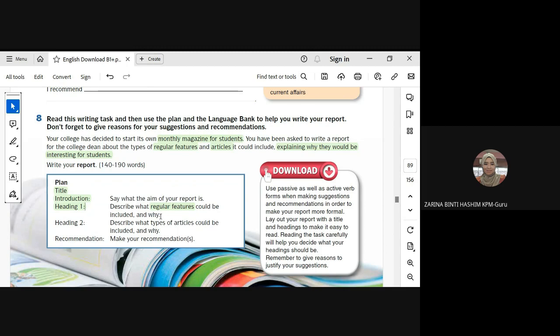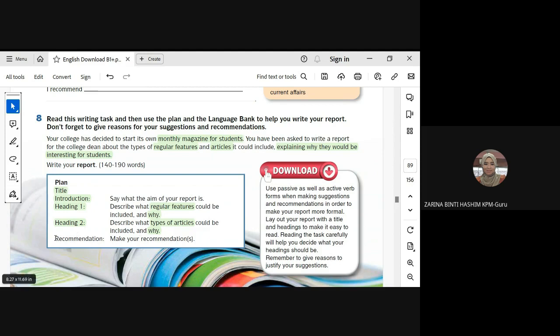Okay, and then heading number 2, this will be in paragraph 3. Heading number 2 will be articles, types of article. Maybe you want to put articles about sports, maybe articles about health, about how to save money and so on. Okay, and don't forget to write the reason why. Could be great and why. And remember, when you want to give your suggestion, you have to use the passive form.